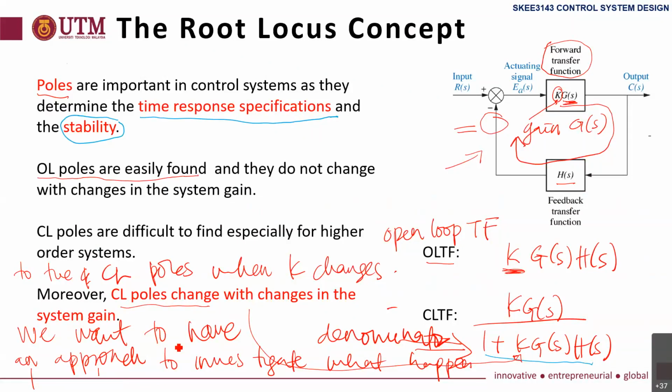And this is obtained by having a root locus. Root locus is actually a diagram. Root refers to the pole. Locus means how it moves when K changes.